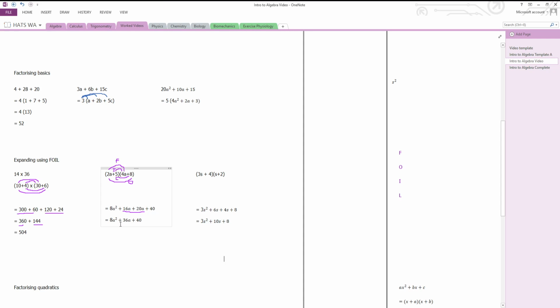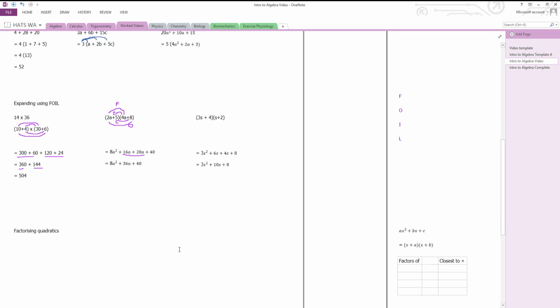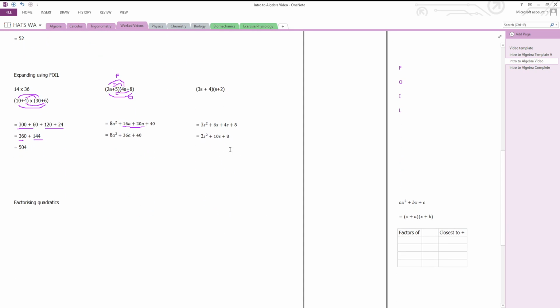Now all of these that we've come up with, the 8a squared plus 36a plus 40, and 3s squared plus 10s plus 8, that's known as a quadratic trinomial. You've got three different terms combined to make up our quadratic. Quadratic just means you've got a squared term in it. So linear equations, you just have like mx plus c. Quadratic, you've got ax squared plus bx plus c. That's more of a graphing concept. I won't go into this that much this video.